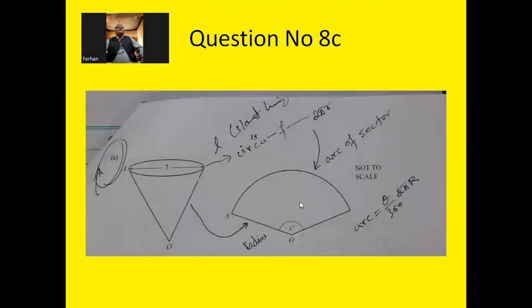So let me show you. Here we go. So remember, this is the concept. The circumference of the circle of the cone, the base of the cone, becomes the arc of the sector. This arc. And the slant height of the cone becomes the radius of this sector. And you know the arc is theta by 360 times 2 pi r. If you know this arc, which will be the circumference here, and you know the radius, you can find the angle subtended at the center. So this is the strategy, very simple strategy.